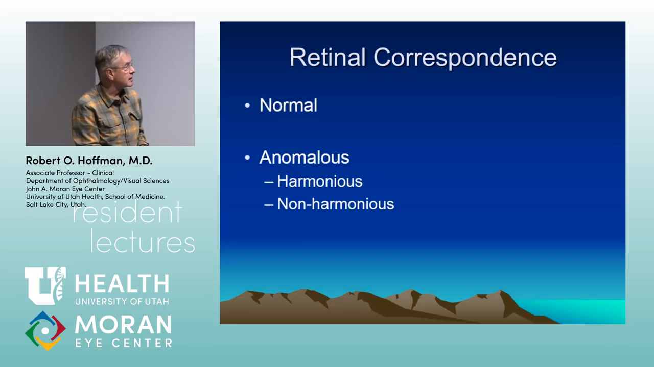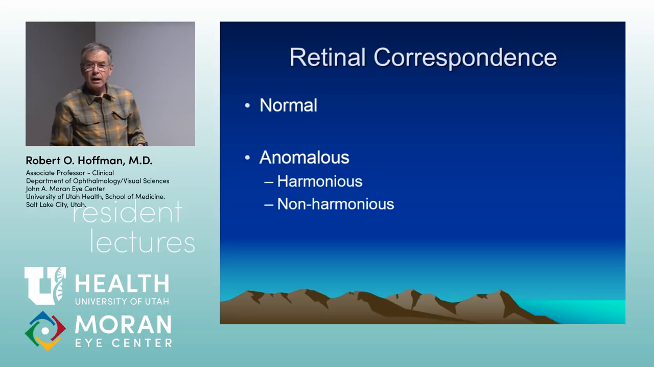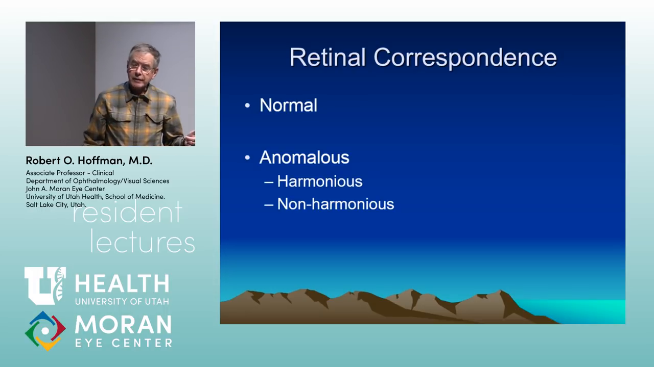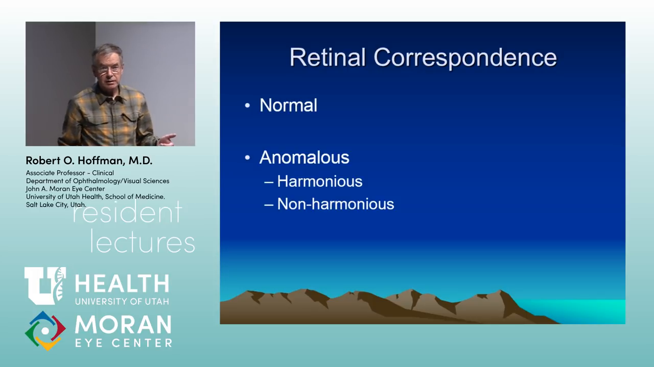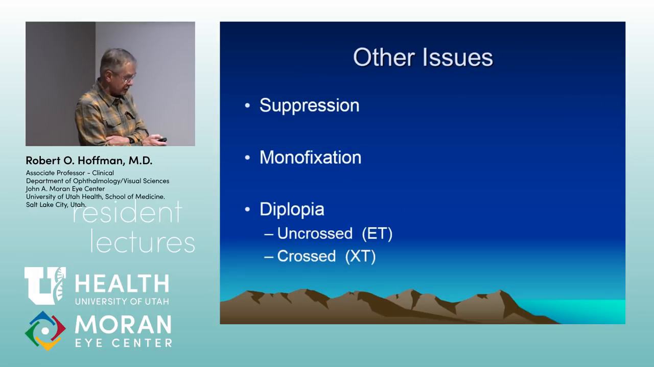Anything else that involves anomalous retinal correspondence, whether it's harmonious or non-harmonious, and we'll talk about that, implies that you had early childhood strabismus, because that is the only circumstance where you can develop anomalous retinal correspondence. So there might be a question that pertains to that. And we're going to look at this just a bit more. Other issues, we're going to talk about suppression.